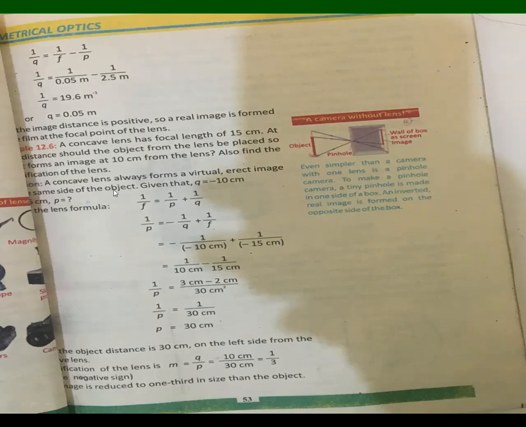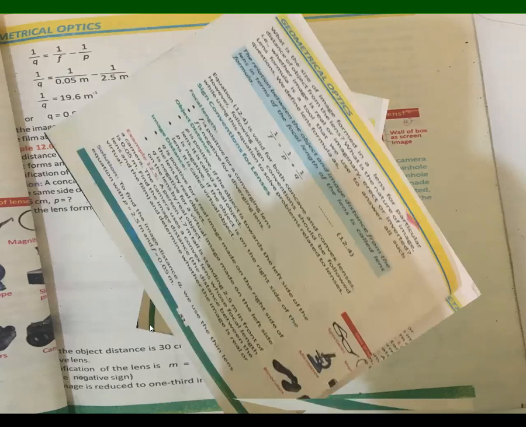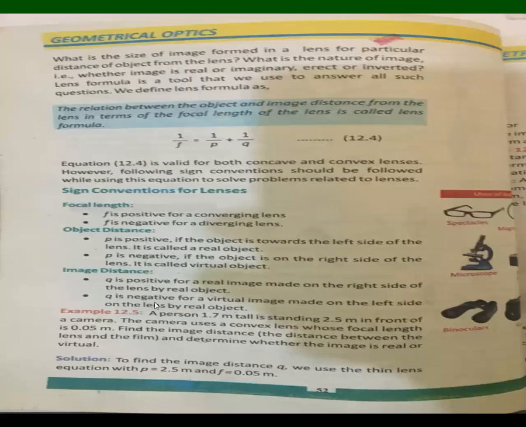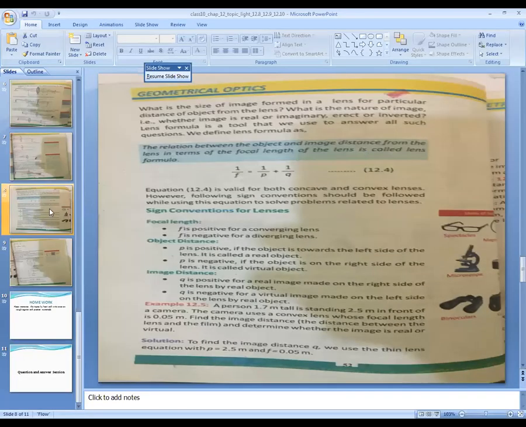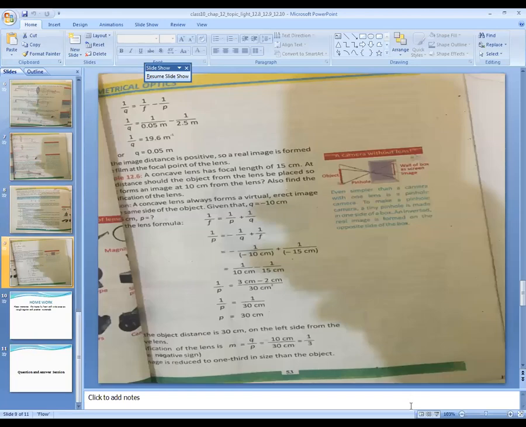Since Q is negative, why is Q negative? Because we are using a concave lens. So the image will be negative, as I told you. Q will be negative if a virtual image is formed. So Q will be minus 10, and this minus and this minus will be positive 10.